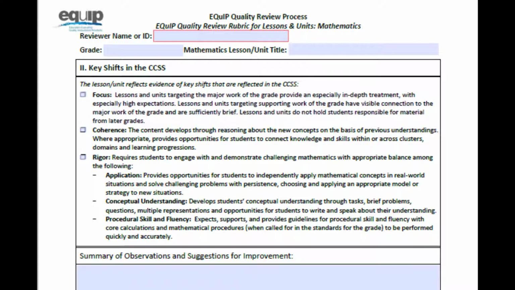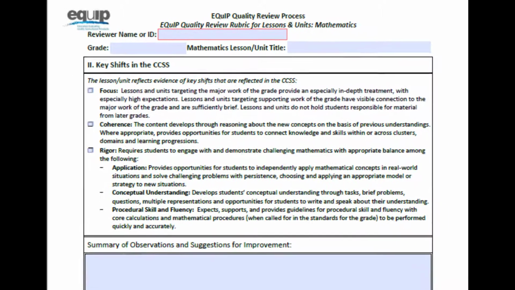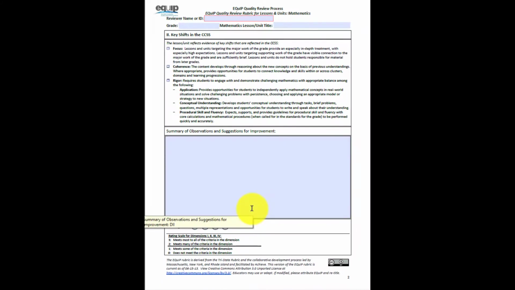If you scroll down to the next page, you have number 2, the key shifts in the Common Core State Standards. It looks for focus, coherence, and rigor. So you're going to look at the lesson and have a chance to look at the focus, coherence, and rigor for that lesson using the Common Core State Standards and the progressions. This would be an area for you to summarize and suggest improvement, and at the bottom is the rating.